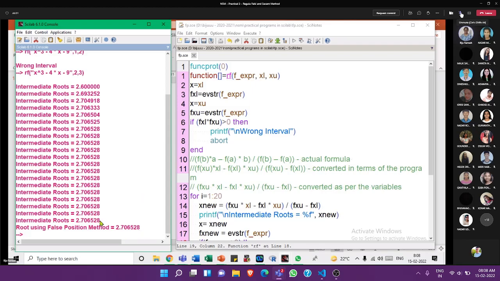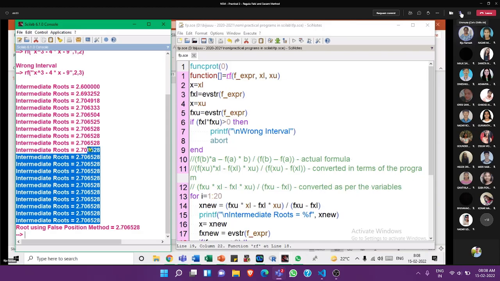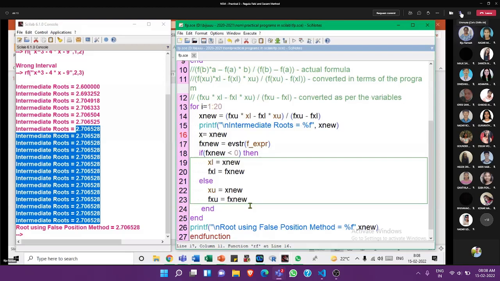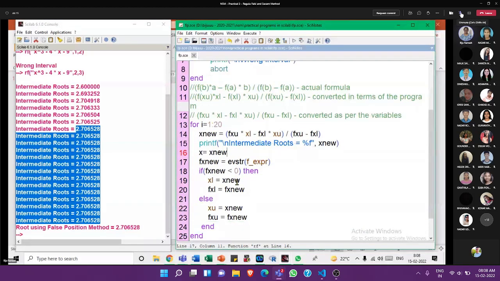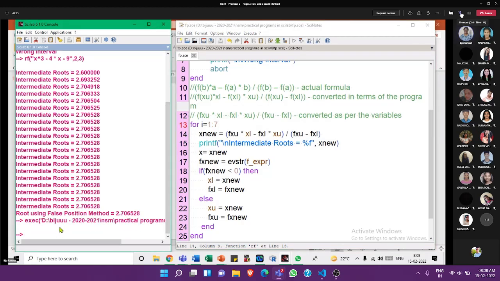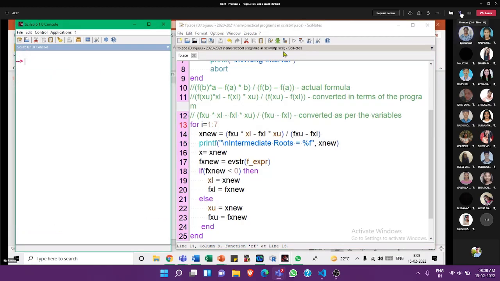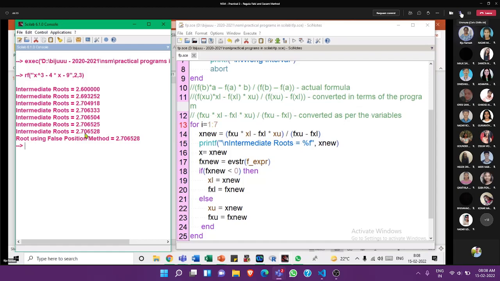Now if you notice, see these values, it is repeated from here, same values. To avoid this we usually add a condition here, but I am not teaching in that manner. So you can reduce it to 7. Let us run it again. Let me clear the screen and run it again. So I have arrived at the root here.